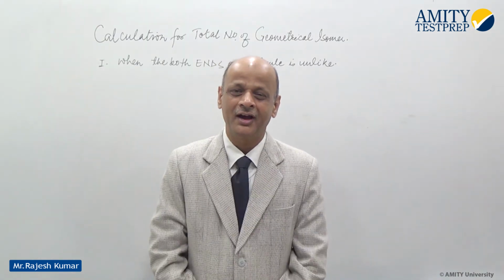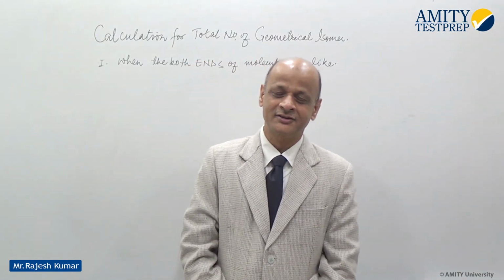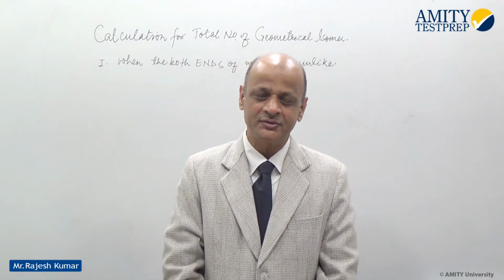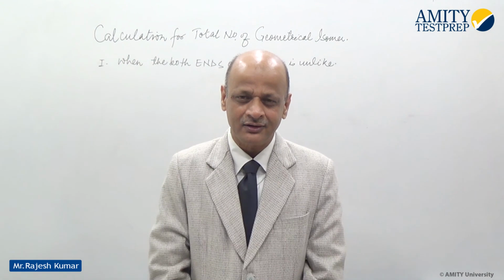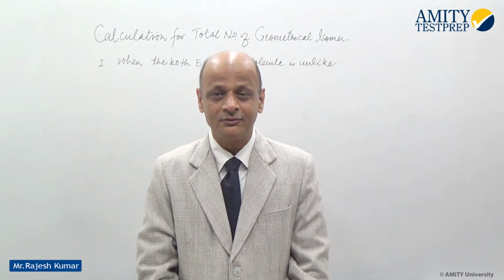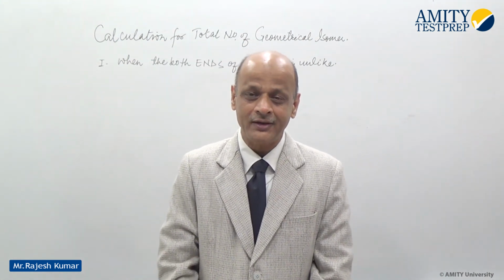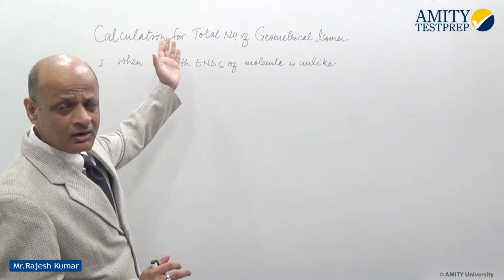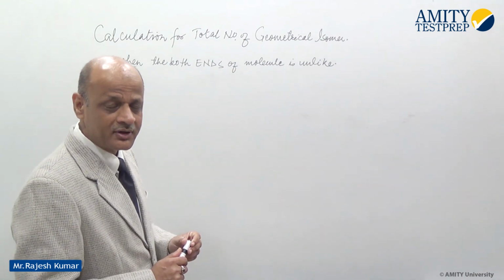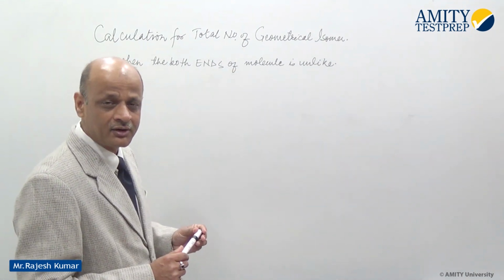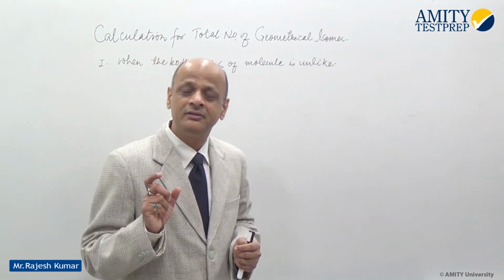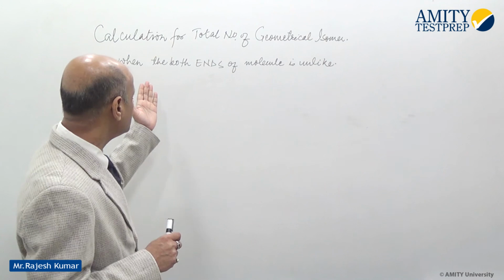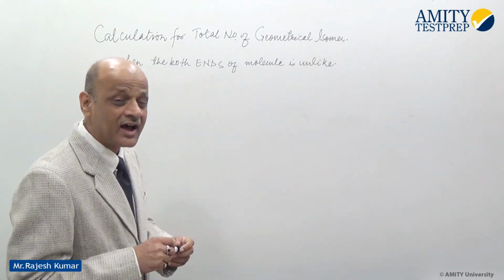Hello, hi, Rajesh Kumar from AIC, again discussing the geometrical isomerism. Today we are going to conclude this chapter, and the last part is the calculation of the total number of geometrical isomers formed by a molecule. To calculate this, we can categorize molecules into two parts. One, those molecules where both ends of the molecule are unlike.